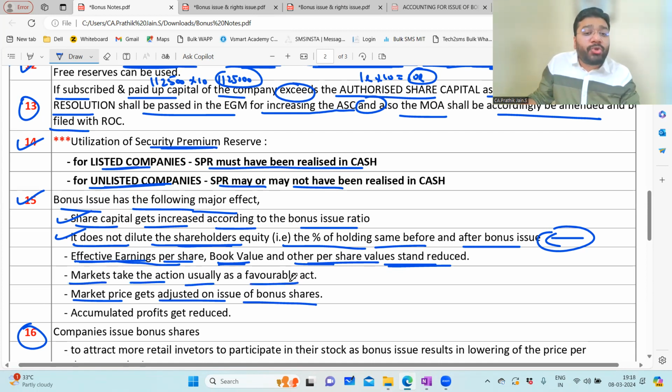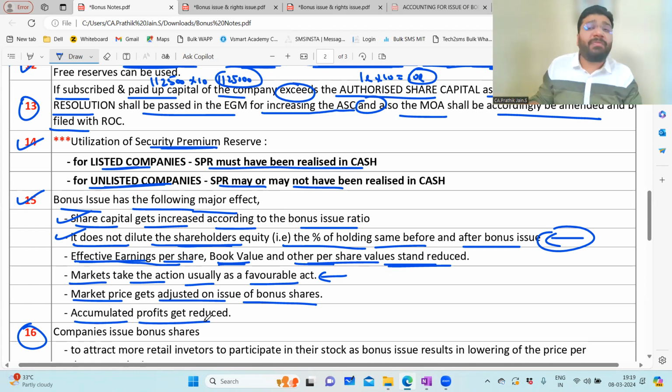Market usually takes the action as a favorable act. Why? Because when a company is giving a bonus, you're getting something free of cost, and the other company is not doing any bonus, so no benefit is coming. So which company will be preferred by the shareholder? The shareholder will prefer the company where it's getting an extra bonus. So the market will have a favorable inclination towards my shares. Any difficulty in understanding this point? Are you able to get that visualization?